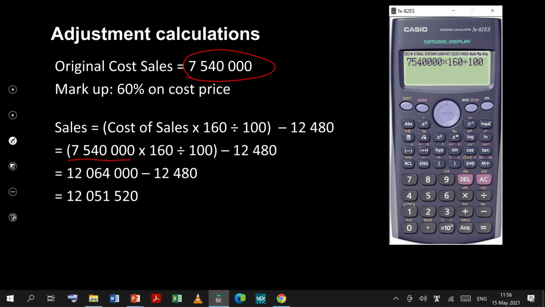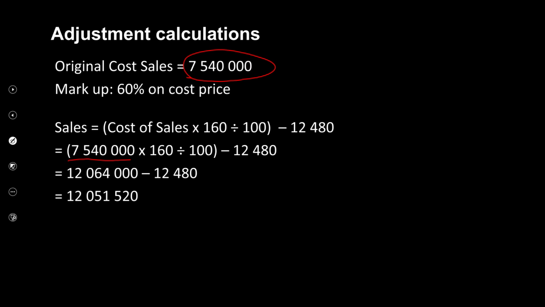Why am I doing that? Because I know that we have a markup of 60% on cost. And this will give me a figure of 12,064,000. There we go. So there's the initial calculation. Right, 12,064,000. So what have we done?